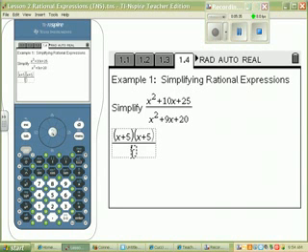Just hit your down arrow on your navigation pad. It's going to bring you to your denominator. We've got x squared plus 9x plus 20. Two numbers that multiply to be 20 and add to be 9: 4 and 5. So you're going to do x plus 4, x plus 5. Open your parentheses, x plus 4. Open parentheses, x plus 5. Is everyone able to do that?